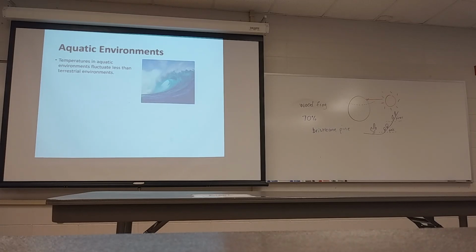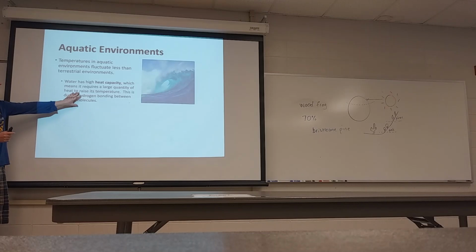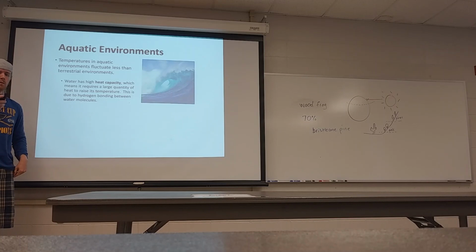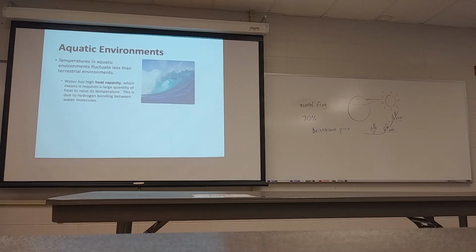Aquatic environments experience less temperature fluctuation than land-based or terrestrial ones. It's because water, and we talked about this before, so I'm not going to illustrate it again, but if you want to look back at a previous lecture on aquatic environments, we talk about this. Water's heat capacity is high, which means a lot of the heat coming onto a body of water is used to break apart the hydrogen bonds in water, and so it takes a lot more heat to warm up water than it would an equivalent volume of something else, like land, for instance.